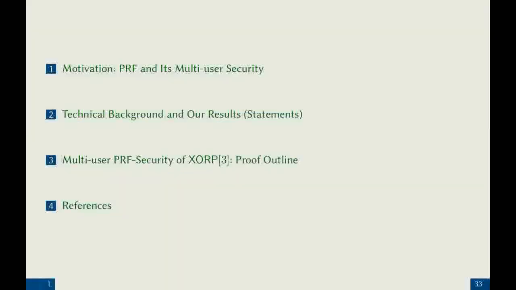This talk is broadly divided into three parts. I will start by motivating PRFs and their multi-user security. Then I will cover some technical background and state our results. And finally, I will give a brief sketch of the proof of one of our main results.